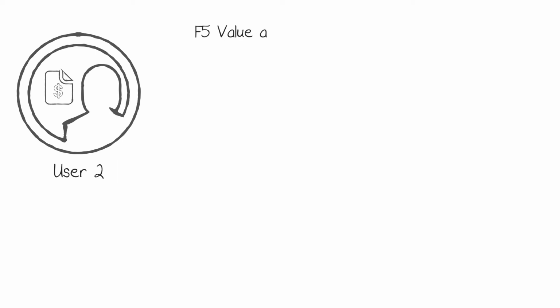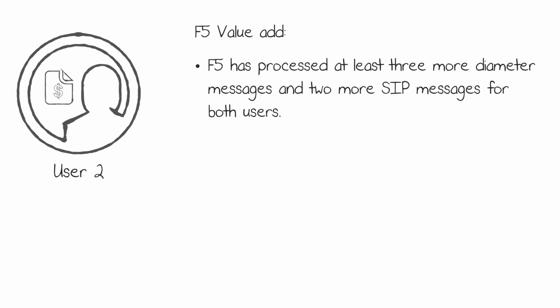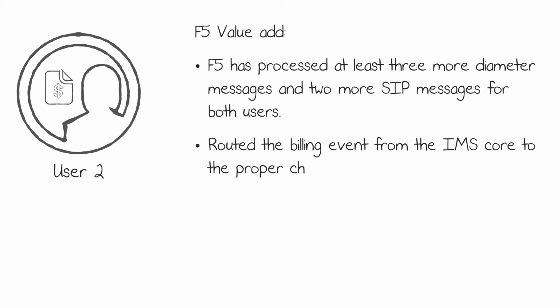So what value have we added here? F5 has processed at least 3 more Diameter messages and 2 more SIP messages for both users. We've routed the billing event from the IMS core to the proper charging systems for both of them.